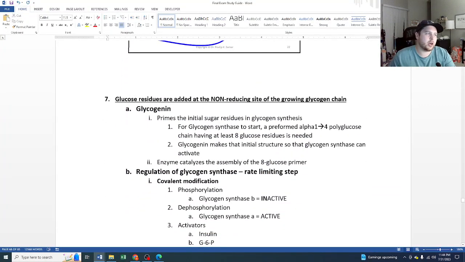So the glucose residues are added to the non-reducing site of the growing glycogen chain. Glycogenin is what is going to prime the initial sugar residues in glycogen synthesis. For glycogen synthase to start, a pre-formed alpha-1,4 polyglucose chain having at least 8 glucose residues is needed. The glycogenin makes that initial structure so that glycogen synthase can activate. So the glycogenin is going to put together 8 glucose to kickstart the process.